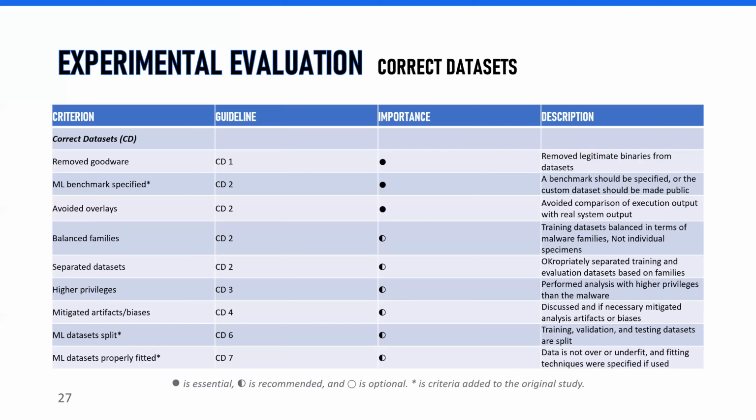Specified their machine learning benchmark. So what data did they use? What training method did they use? Is the data publicly accessible? Can other people go train machine learning algorithms on it? Whether or not they balance their samples over many different types of malware, or if they stuck to one single malware family, etc. In the center, you can see the guideline that each criteria pertains to in my paper.